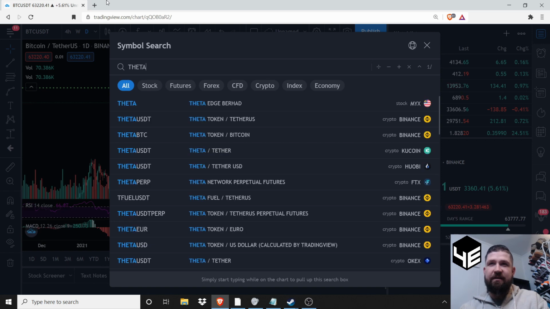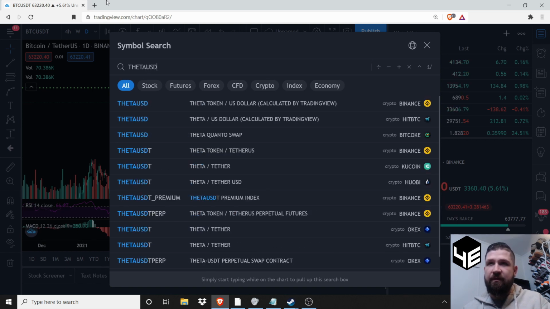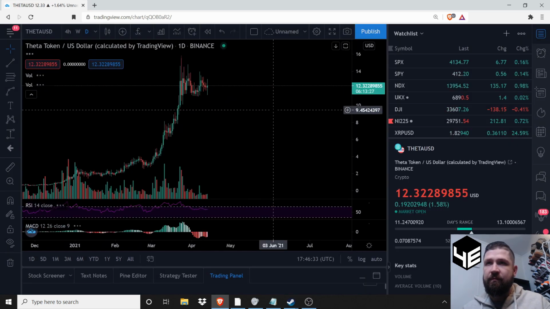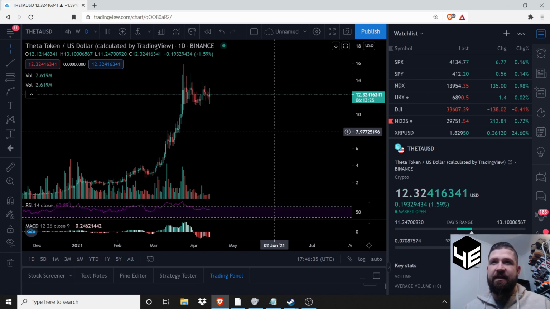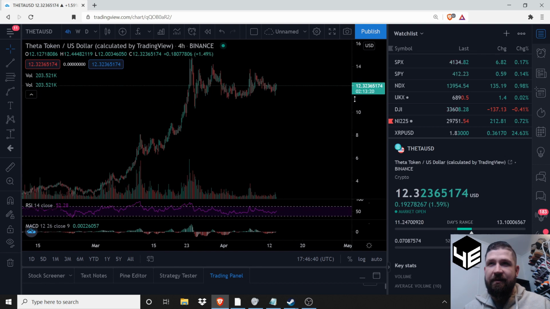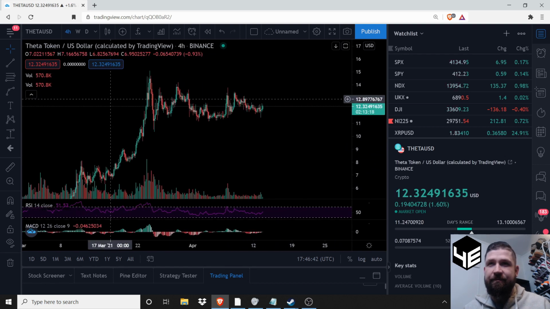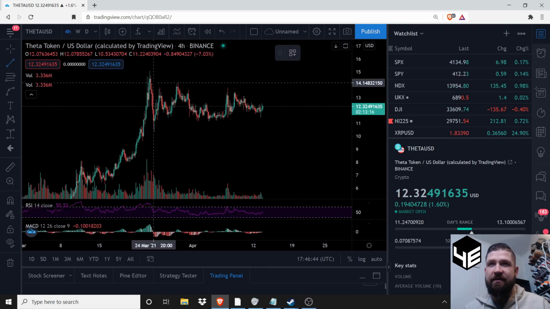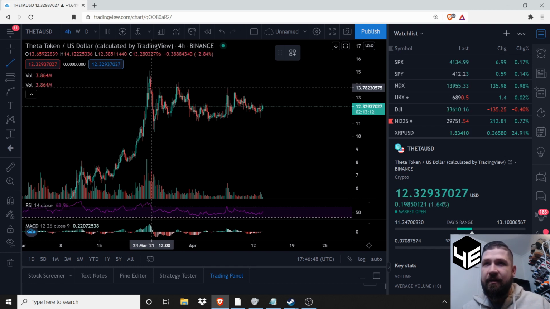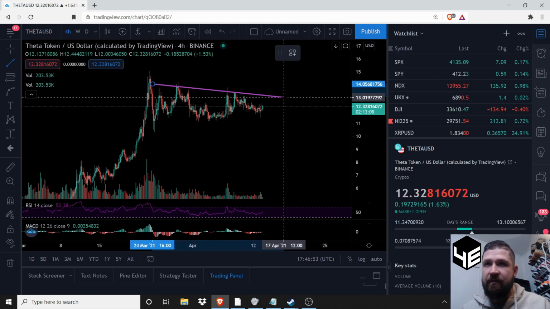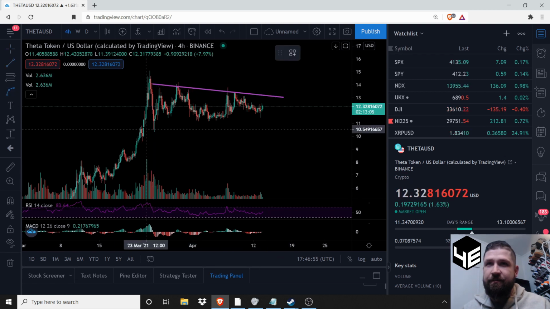I want to take a look at Theta to the US dollar. Now here's Theta. I am really excited about this coin. This one is a similar pattern to Bitcoin actually. You can call it what you want. You can call it a pennant. You can call it a flag, whatever you want. But I'm kind of seeing an inverse head and shoulders as well.